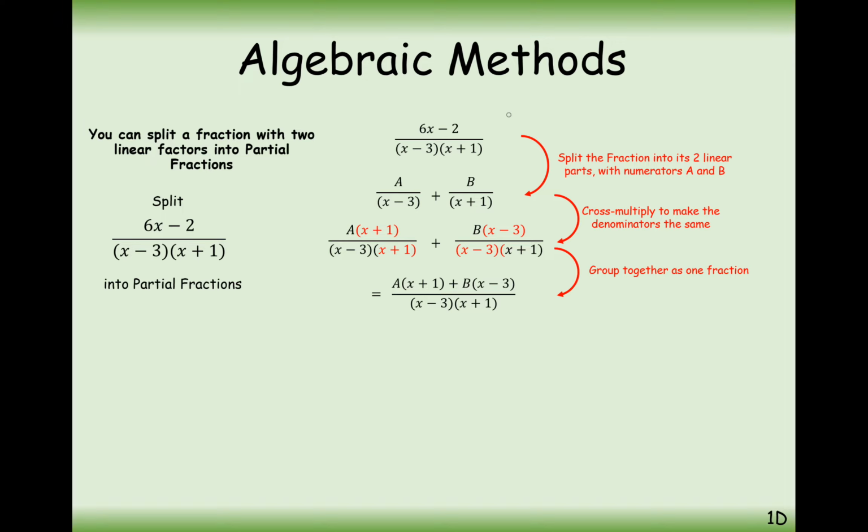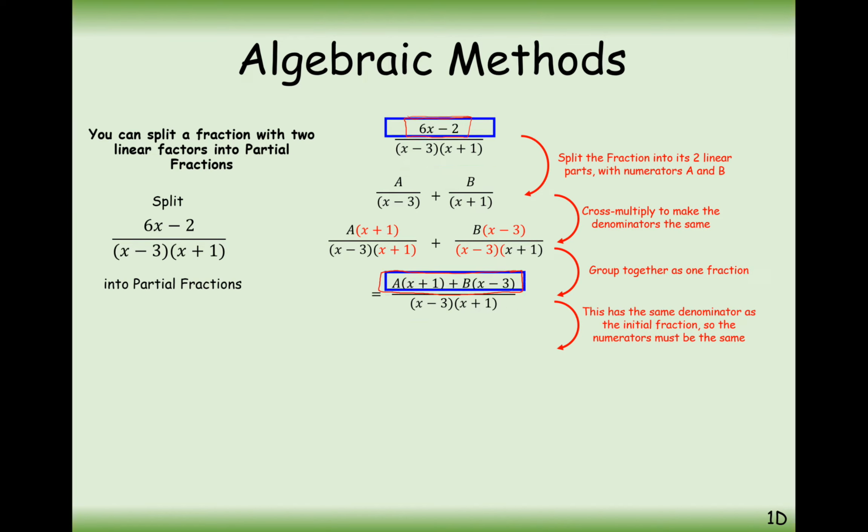Now all of these lines of algebra here are equivalent. So what we can therefore say is that this expression here that I've put in the red box must be identical to this expression here that I've also put in a red box. Okay, so what we're going to do now is we're going to make an equation of 6x minus 2 equals a brackets x plus 1 plus b brackets x minus 3. And we need to work out the values of a and b.